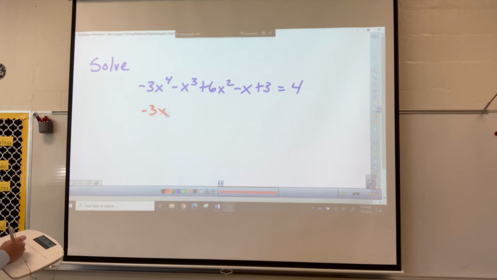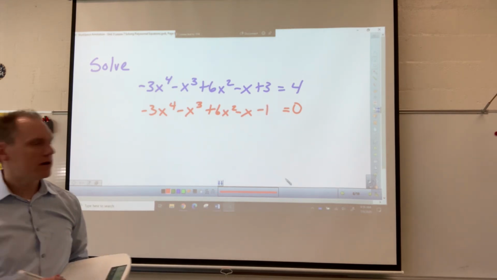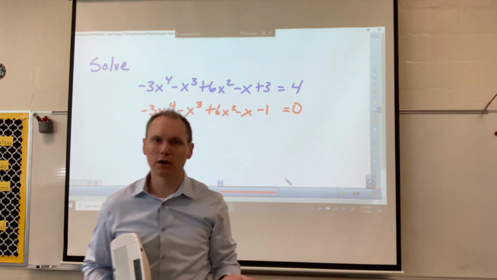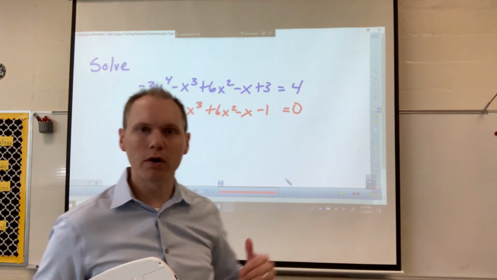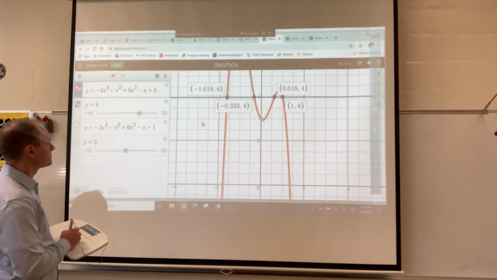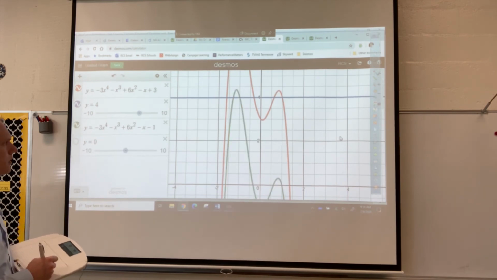When solving an equation, sometimes it's advantageous to set it equal to 0. So if we were to do that, we'd subtract 4 from both sides, right? Subtract 4 from here and you get 0, subtract 4 from here and you get negative 1. So we have this new equation, and it should have the same solutions, right? If we subtract 4 from both sides, it still should have the same solutions. So if I do that here, here's my new graph.